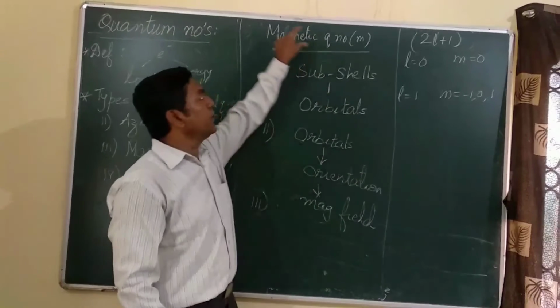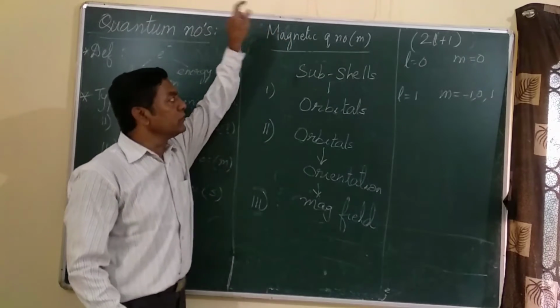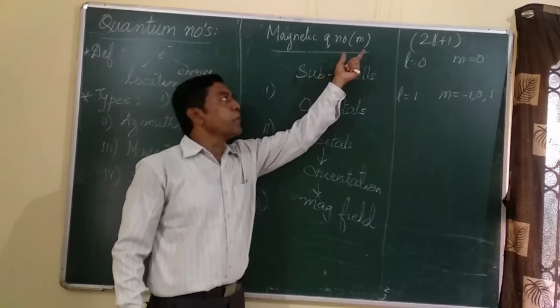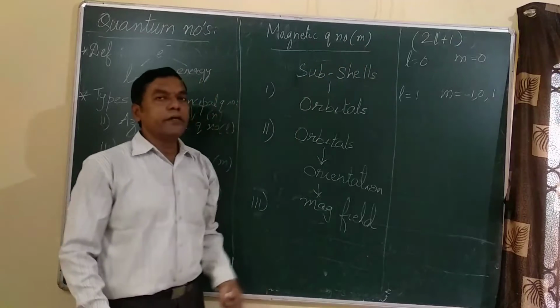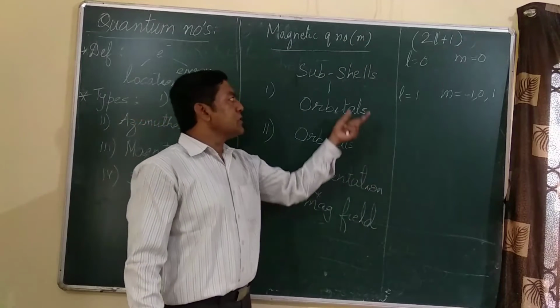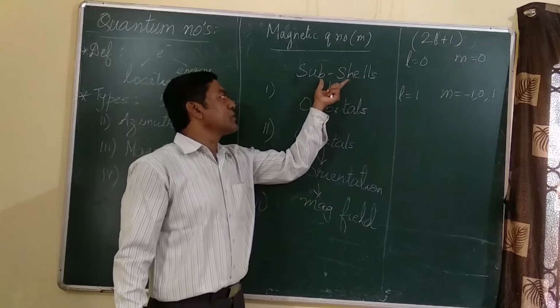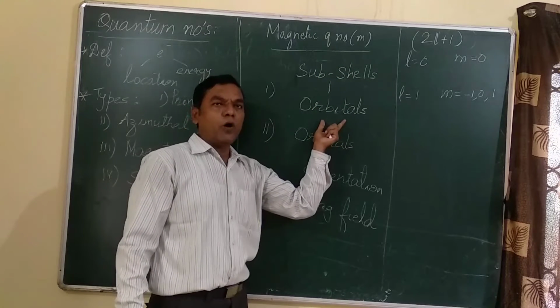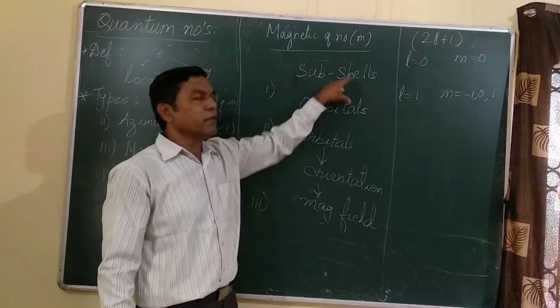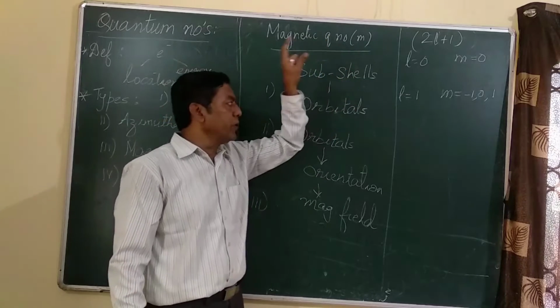Now let us start with the third quantum number, the magnetic quantum number, and this quantum number is represented by the letter M. And here, as we have discussed earlier, the subshells may be further subdivided into orbitals. That is the main theme of this particular magnetic quantum number.